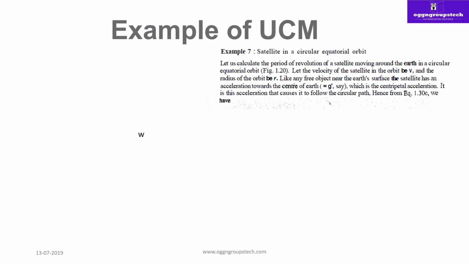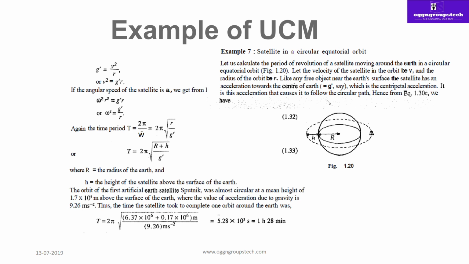Now, examples of uniform circular motion. What is that example and how is it? Now this is a satellite. This dotted line is a satellite. Now this satellite is at a distance h, meaning the satellite is usually above the surface of the earth, so that's the reason we denote it as h. And this r is the radius of the earth. Now we have to say that the satellite is in a circular equatorial orbit. Now this is clear.